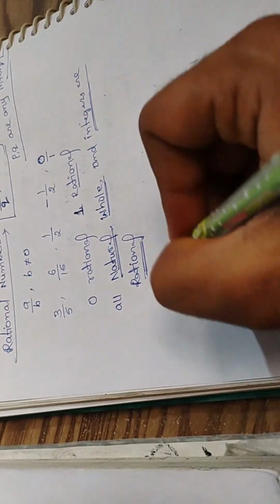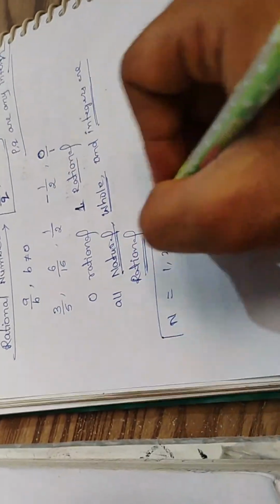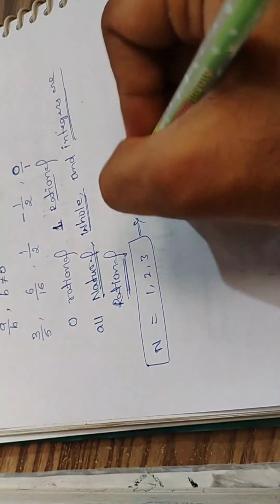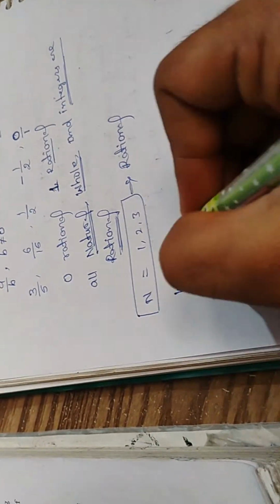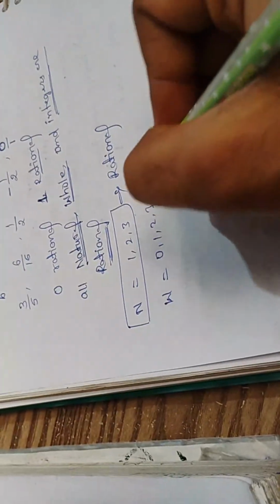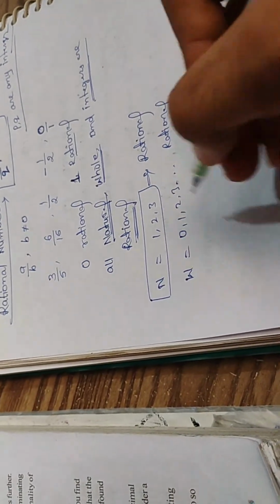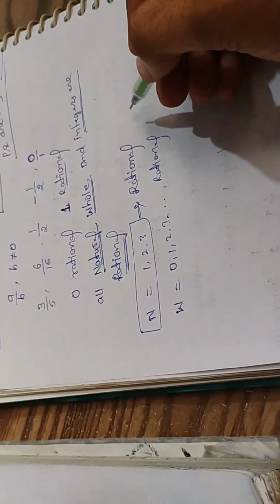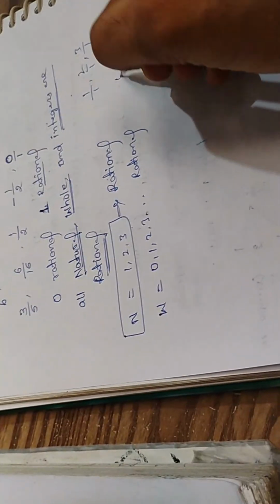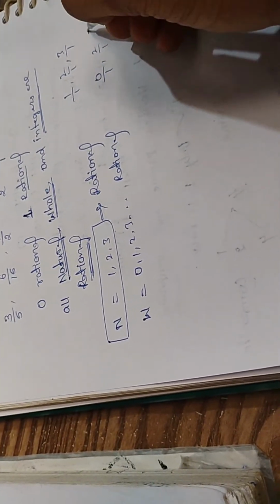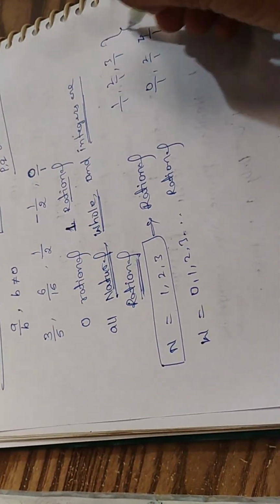Natural numbers are 1, 2, 3. If you are taking 1, 2, 3, these all are natural numbers. These all are rational numbers. Whole numbers: if you are taking whole numbers 0, 1, 2, 3, these are rational numbers only. If nothing is there in the denominator, you have to take 1. Denominator la ఏం లేదు అంటే అది 1, 1 by 1, 2 by 1, 3 by 1, 0 by 1, 4 by 1. Okay, these all are rational numbers.